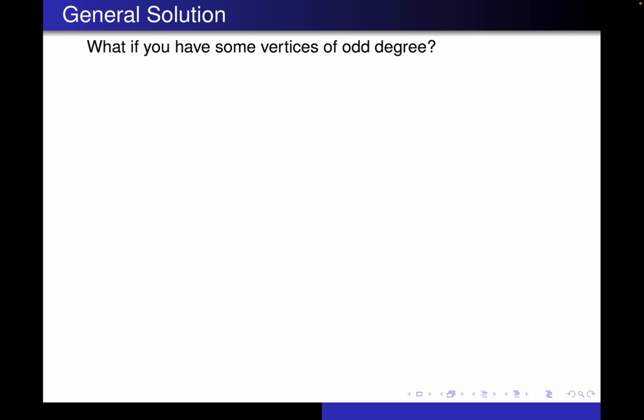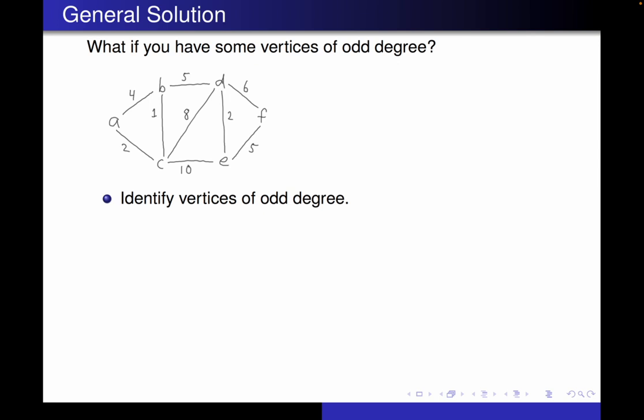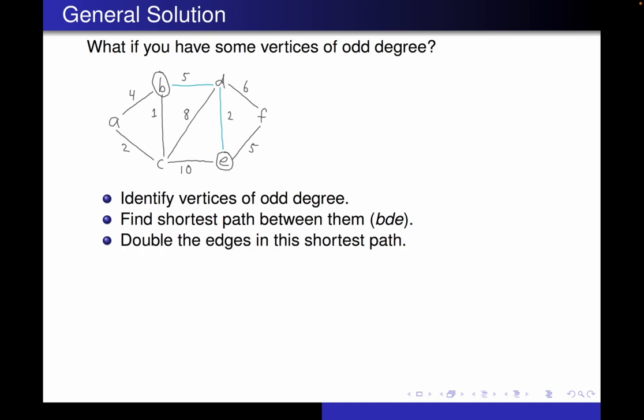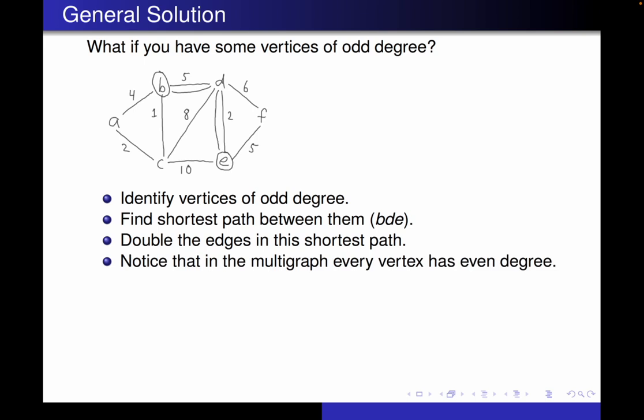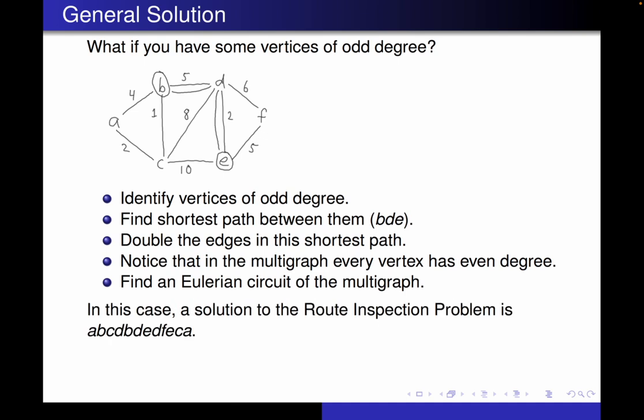So what happens if we have some vertices of odd degree? Here's an example. Well, first thing we have to do is identify the vertices of odd degree, and right there, B and E, those are our odd degree vertices. Those each have a degree of 3. Find the shortest path between them. It turns out BDE is the shortest path between B and E, and there it is with the blue edges. We're going to double the edges in this shortest path. And what happens when we do that is now in this new multigraph, every vertex has even degree, which means we can find an Eulerian circuit. And that Eulerian circuit is going to be a solution to our root inspection problem.